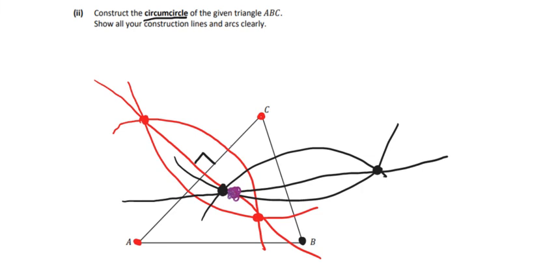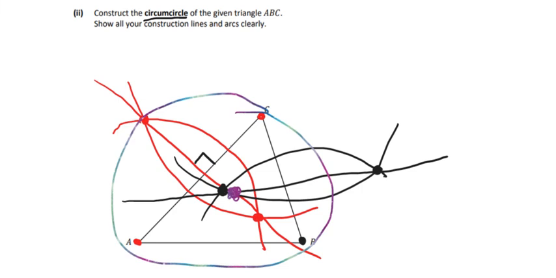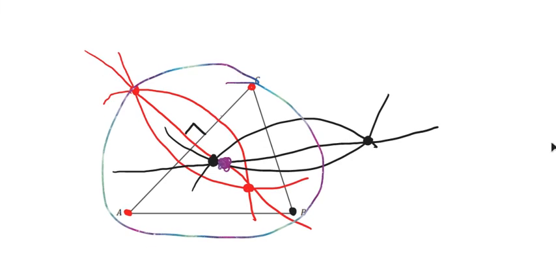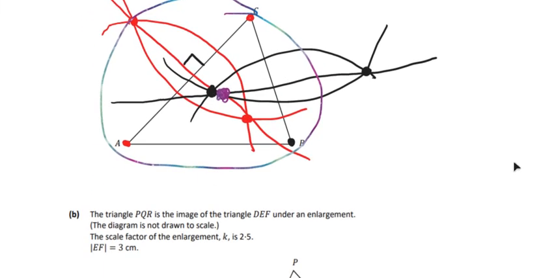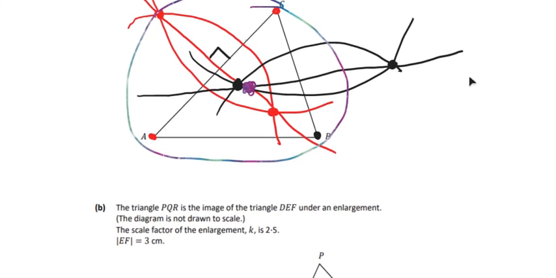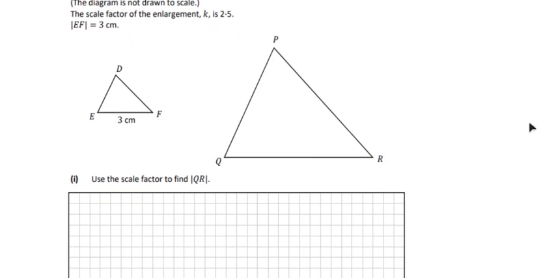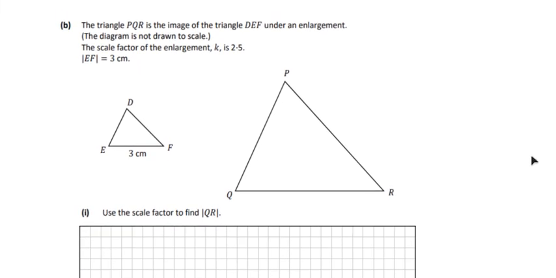So all you're going to do then is put the pin of your compass on that point, stretch it out to one of the points, and then construct the circle through all of the points there like that, and that will be the circumcircle. So I know that's very messy, but hopefully that makes sense. Part B, so I use the scale factor. Scale factor just means how much it's got bigger by.